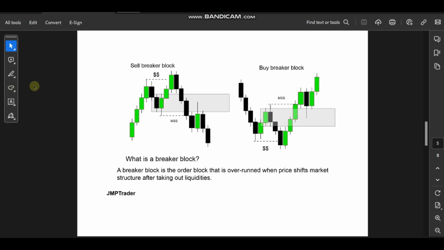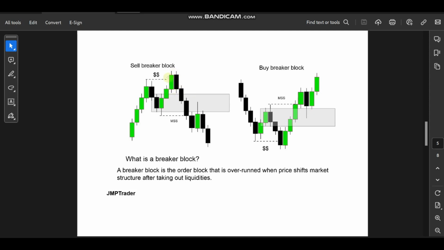Breaker block is the same thing as mitigation block, but the difference is, what is a breaker block? Let me just define it. A breaker block is the order block that is overrun when price shifts market structure after taking out liquidity. That is the only difference. Mitigation block doesn't take out liquidity before it shifts market structure, but breaker block does. So you can see what I'm trying to say, as explained about the mitigation block now.